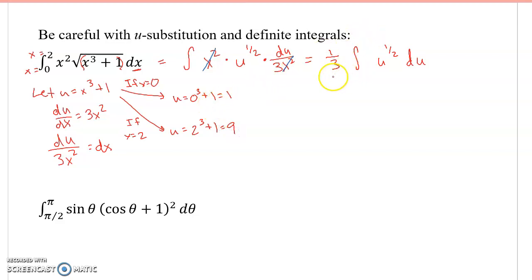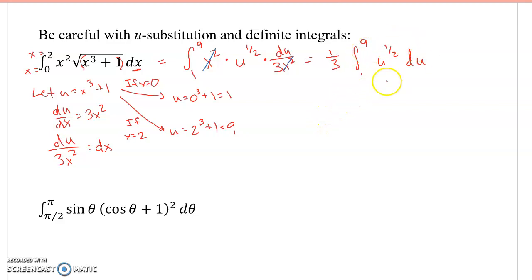So we're not going to integrate this from 0 to 2. We're going to integrate this from 1 to 9. U is starting at 1 and going to 9. U starting at 1 is the same thing as x starting at 0. U going to 9 is the same thing as x going to 2. So this is a nice way to do it. It's not the only way to do it.